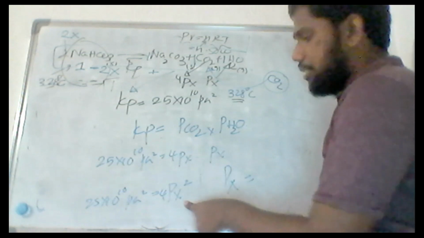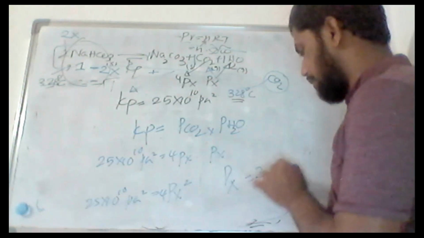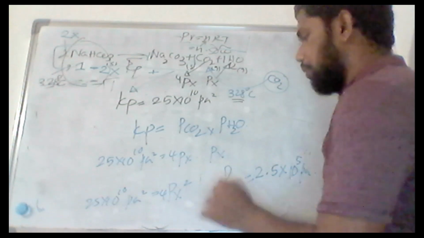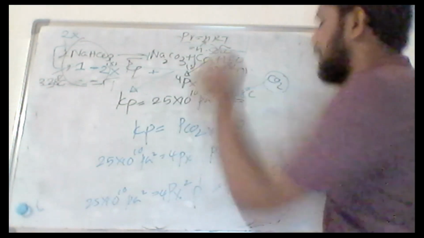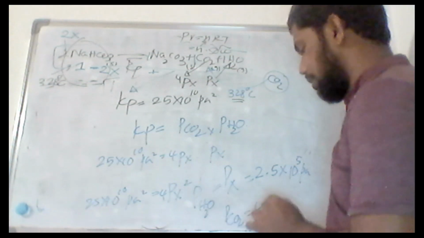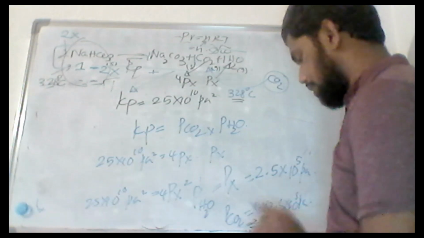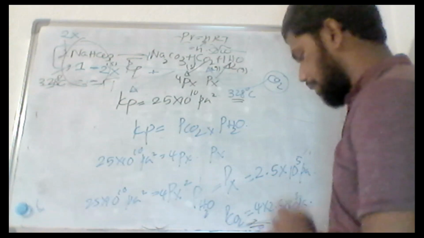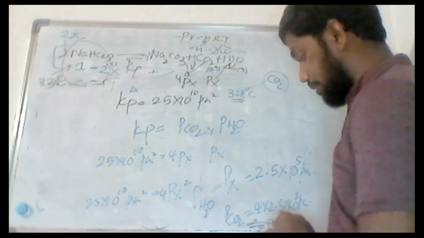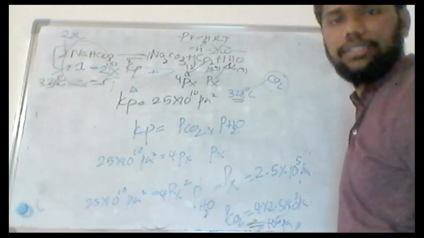You can take the root of this: the root of 4 will be 2, and the root of 25 will be 5. So 5 over 2 is 2.5. The root of 10 to the power 10 is 10 to the power 5. So Px will be equal to PH2O, which is 2.5 into 10 to the power 5 Pascal, and PCO2 will be 4 times 2.5 into 10 to the power 5 Pascal, which is 5 over 2 times 4, 2 to cancel means 10, 10 into 10 to the power 5, which is 10 to the power 6 Pascal.